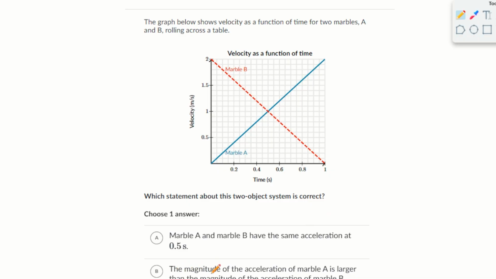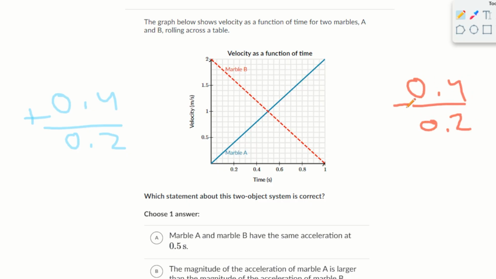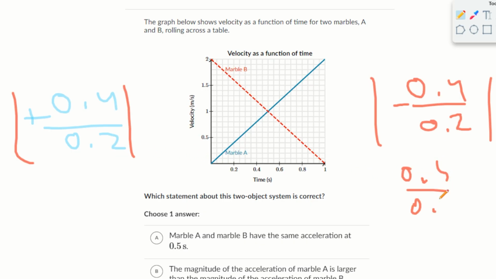Choice B says the magnitude of the acceleration on marble A is larger than the magnitude of the acceleration on marble B. Well, we did just say that marble A is 0.4 over 0.2 positive, and that the acceleration of marble B is 0.4 over 0.2 negative. So taking the magnitude would just be taking the absolute value of both of these, and that would just give us 0.4 over 0.2 and 0.4 over 0.2. But these are equal to each other, so they're not greater than one another, so that makes choice B also incorrect.